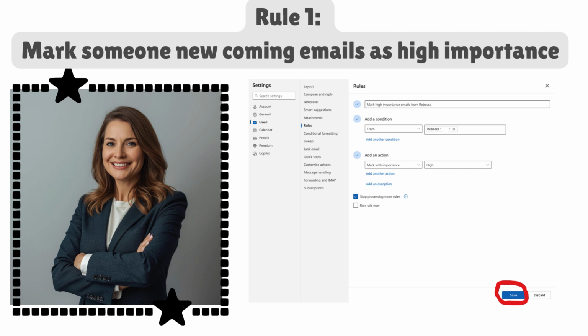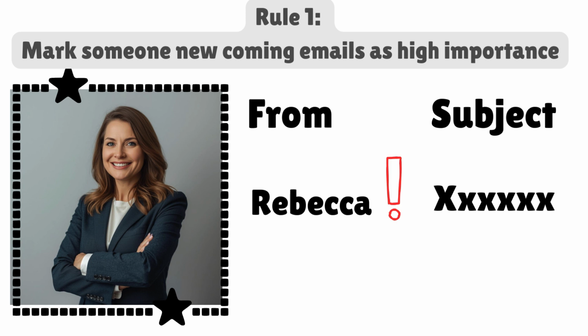You'll see a summary screen. Take a quick look to make sure everything looks right. If you want the rule to apply to your existing emails, tick Run Rule Now. Otherwise, it will only apply to new emails going forward. Finally, click Save. And that's it, you're all set. From now on, you can prioritize and reply to high-importance emails first.